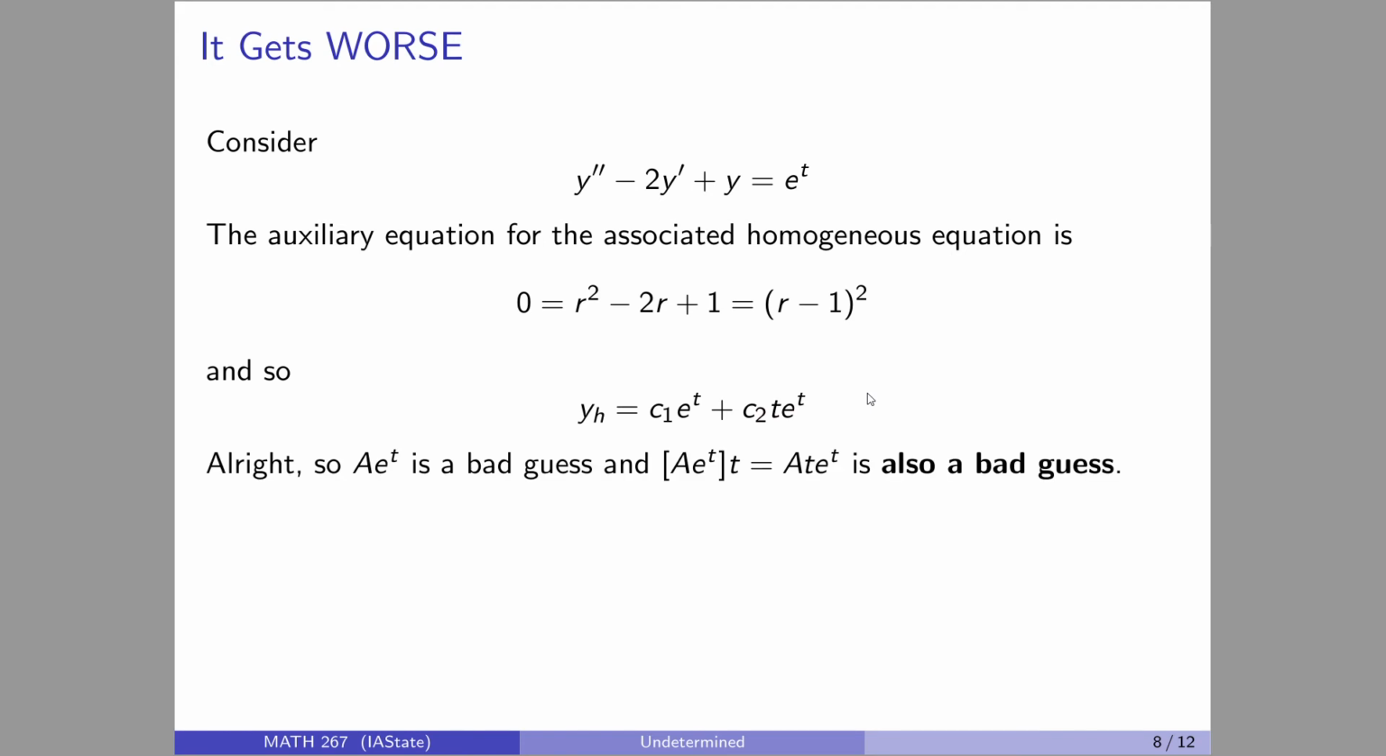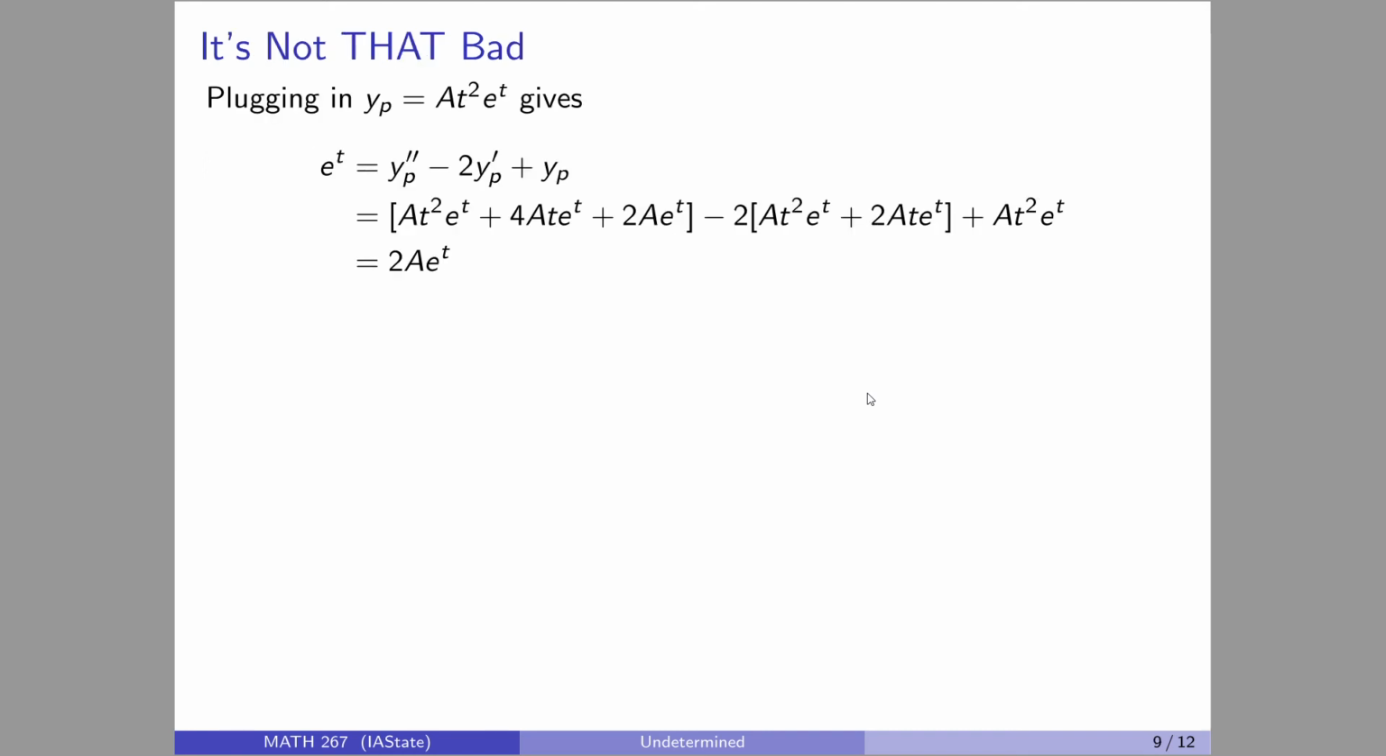So, a e to the t, which would be a pretty reasonable guess, is bad. And the trick we saw with polynomials, multiply by the independent variable, will also be a bad guess. So what do we do? Do we have to get really creative here? No. Multiply by another t. So basically, just keep multiplying by t until it works. And I'm laughing because it seems very silly, but this is literally what you do, and it's literally going to work. So let's give it a go.